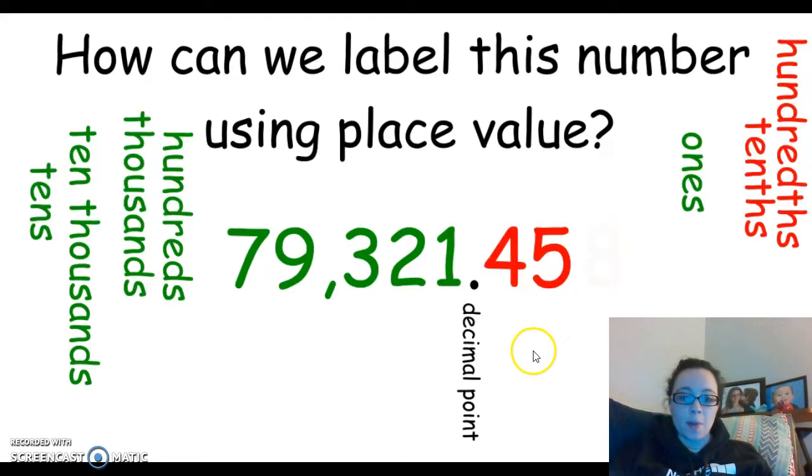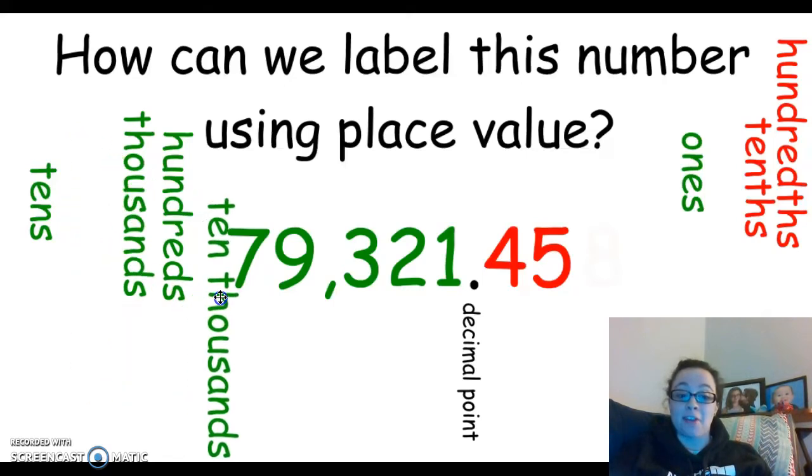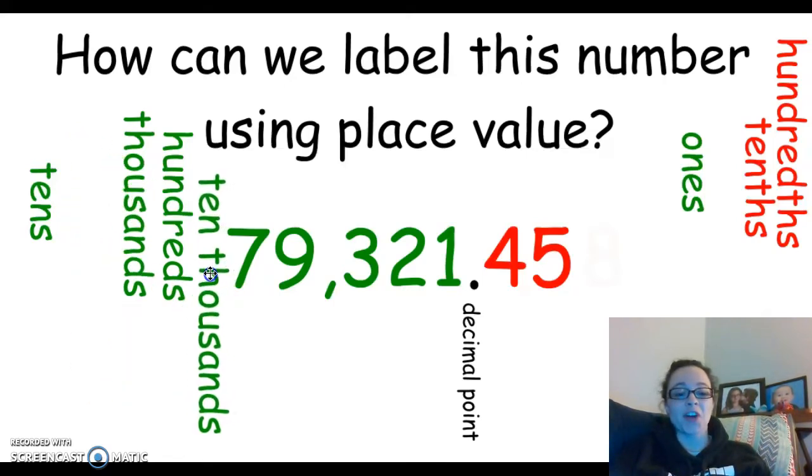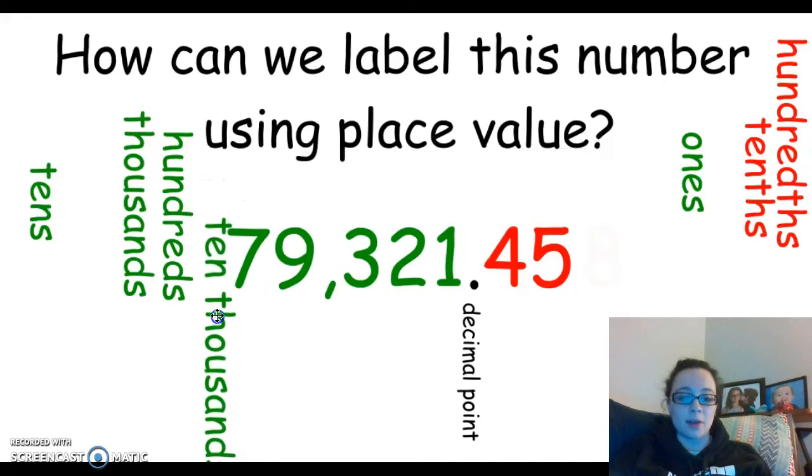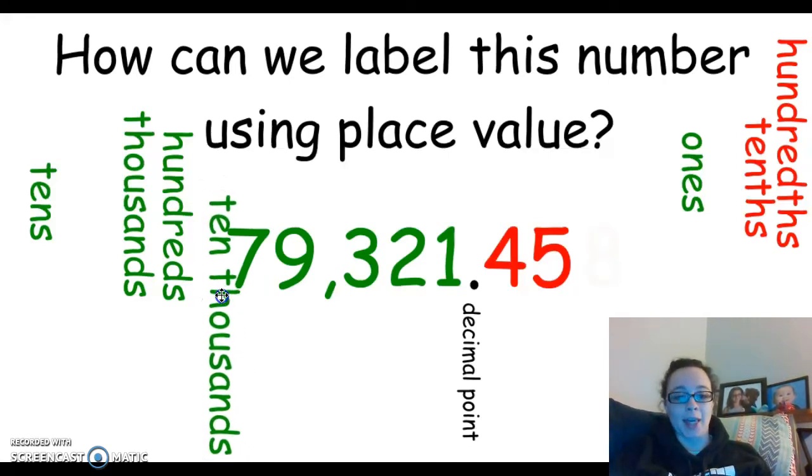Think to yourself about the different place values you know from working with whole numbers, but also from working with decimal numbers in class so far this year. Where is the 7? What place value does the 7 fall in when looking at this number? If you said the 10,000s place, you are correct. Make sure that you label the 7 as your 10,000s place, just like the poster hanging in our classroom.